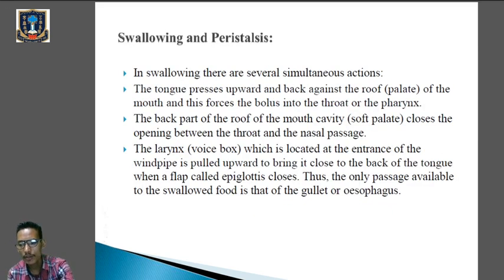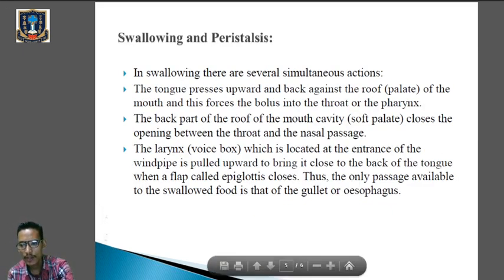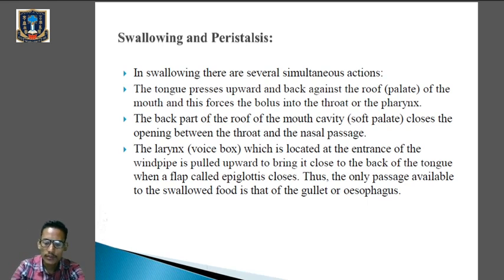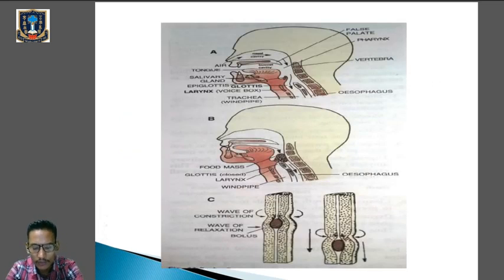Now next we will talk about swallowing and peristalsis. Clear? Before that, we'll just see this diagram. Look over here kindly. First of all, look at the labeling part. Remember the word pharynx, the salivary gland which we have discussed, and remember epiglottis and glottis, then the larynx or voice box. Then we have got oesophagus, then we have got windpipe or trachea.